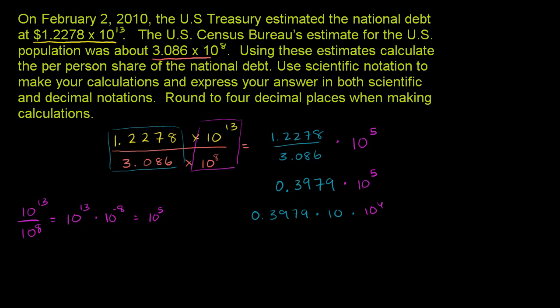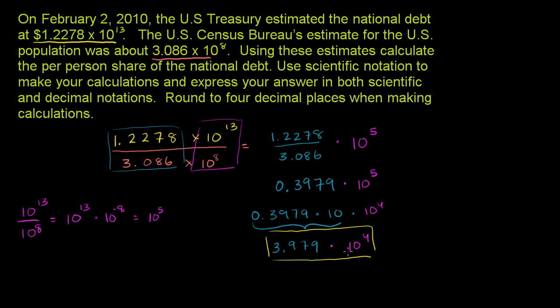What I did just now is I broke up the 10 to the 5th into a 10 and a 10 to the 4th. And I did that because I want to multiply this by 10 so I can get a 3 out front instead of a 0.3. So essentially I took a 10 out of the 10 to the 5th. I divided it by 10 and I multiplied this other guy by 10, not changing the whole number. So then this right here will become 3.979 times 10 to the fourth power. So that's how much debt there is per person in scientific notation.